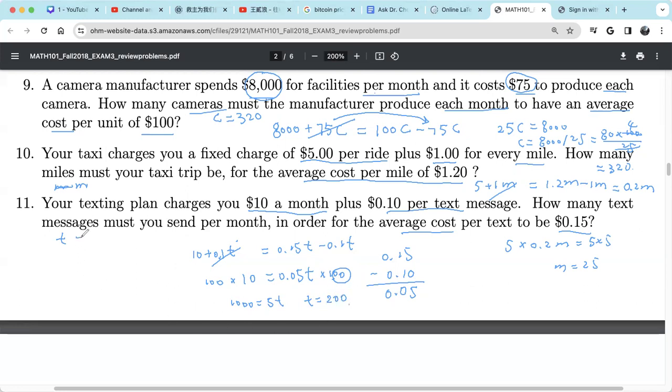So 200 text messages to be sent. Then to get this equation, $10 per month and 10 cents per text message is the same as the average cost of 15 cents per text message.